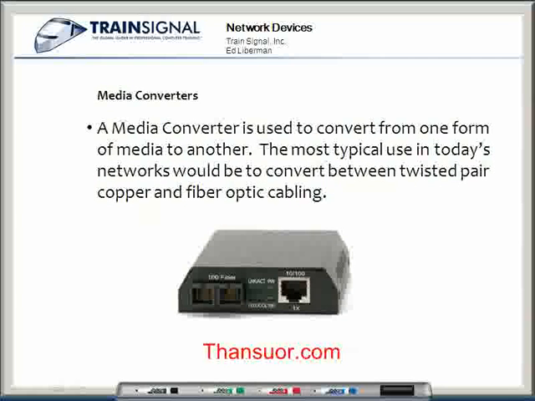Now here I have a picture of a media converter which would be used to convert between twisted pair and fiber optic cabling. And as you can see, here there's an RJ45 jack which would be used for our 10/100 Ethernet connection. And then over here we have a couple of fiber optic connections for our fiber optic network. So you would use this form of a box if you had part of a network on twisted pair and then had a different part, or maybe even a backbone, that was on fiber.